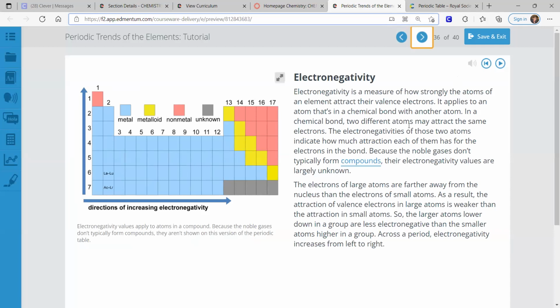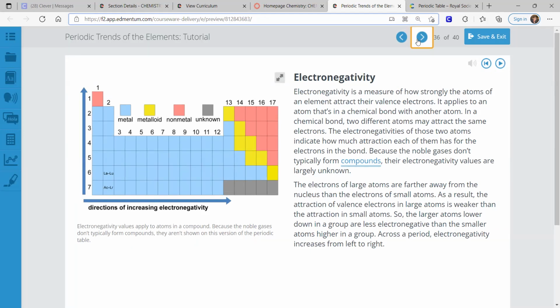Electronegativity follows the same increasing trend, up and to the right. Electronegativity is a measure of how strongly the atoms of an element attract their valence electrons. So you see how it's tied into ionization energy. The electronegativities of two atoms in a chemical bond may attract the same electrons. And this indicates how much attraction each of them has for the electrons in the bond.